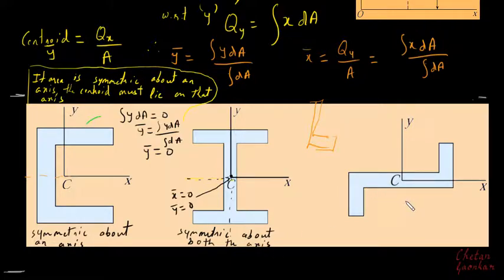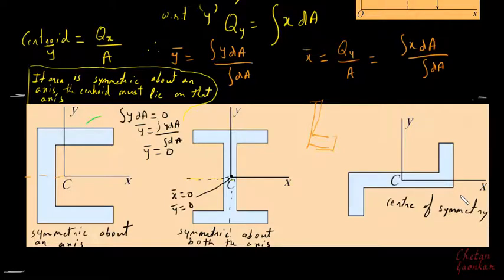Now let us see this third case. Now this figure, this section here, is neither symmetric about the y-axis nor symmetric about the x-axis. But if we observe this point carefully, then this point can be called the center of symmetry. This point is called the center of symmetry.